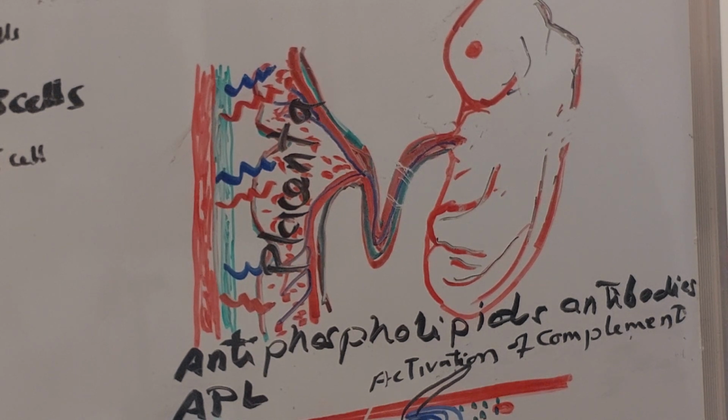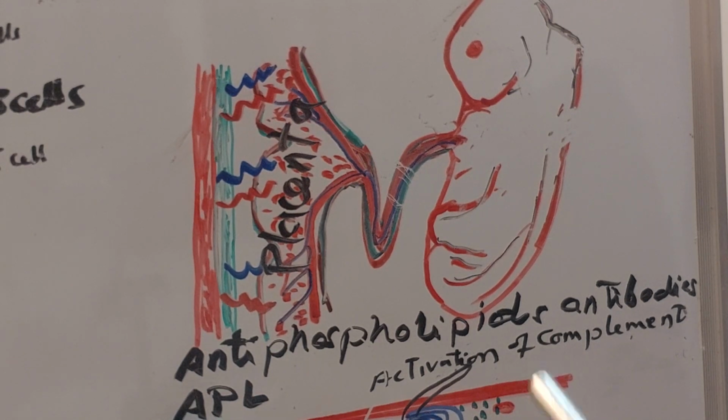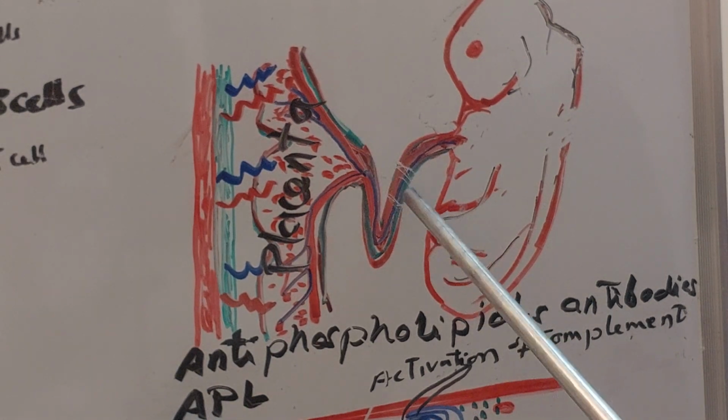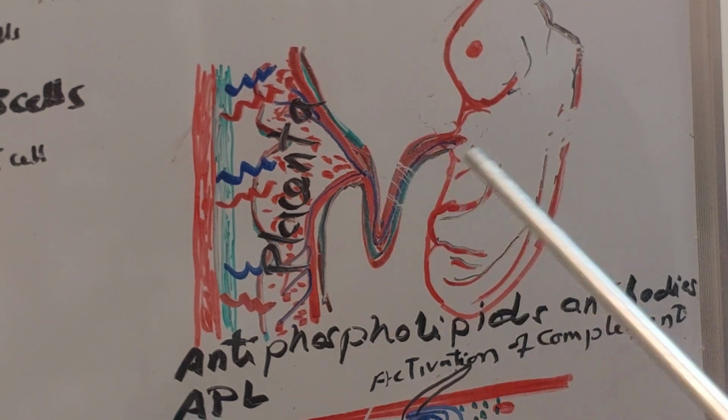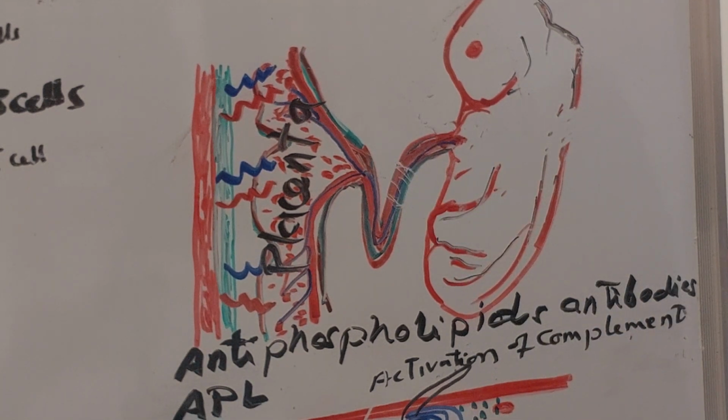So these antibodies, the antiphospholipid antibodies, activate platelets, complement, and monocytes, and may lead to formation of a blood clot during pregnancy, as can be seen here. This is the umbilical cord.